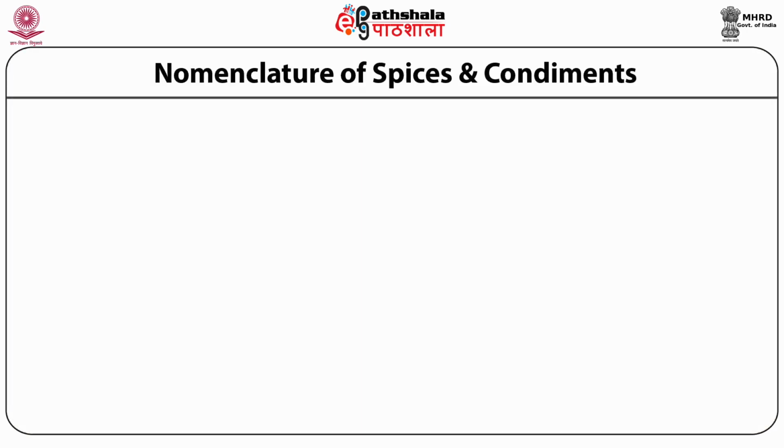Nomenclature of spices and condiments. Here, spices, that is cardamom, small and large, and pepper, have the taxonomical classification as the botanical name, family name, and the part of the plant from which the spice has been derived. For example, cardamom and pepper taken as spice are actually the fruit of the plant.